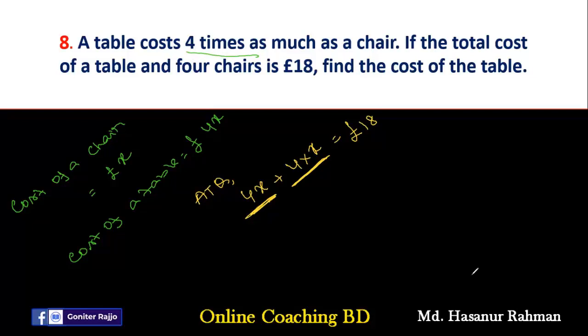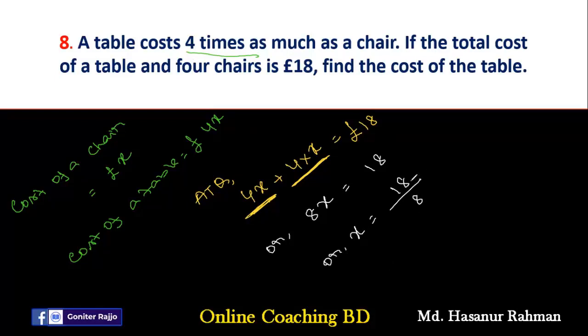Now the question asks you to find out the cost of the table. So how can you solve this problem? We have to solve this equation, nothing else. 4X plus 4X, that will be 8X equal to 18. We have to divide by 8 on both sides, then X will be 18 divided by 8.